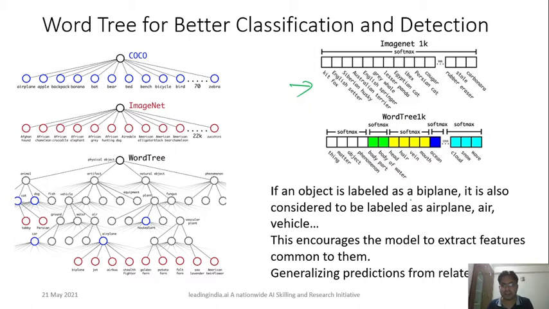If something is labeled as a biplane, it is also considered an airplane or other vehicle, because that is also a vehicle. So once you say vehicle at the top of the tree, then a car is also a vehicle, a motorcycle is also a vehicle, a plane is also a vehicle, a ship is also a vehicle. In that way, if it is classified as vehicle, that is true. But if it is classified as a car, that is also true. So to make detection better, we are making a word tree.